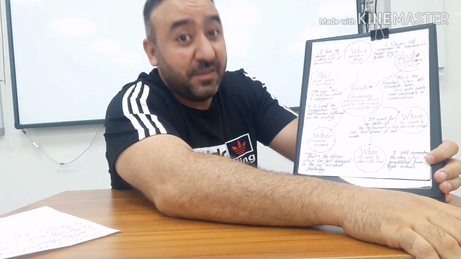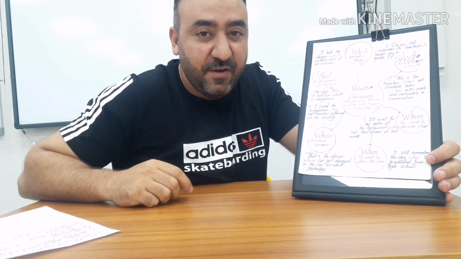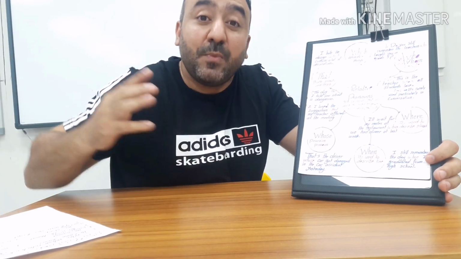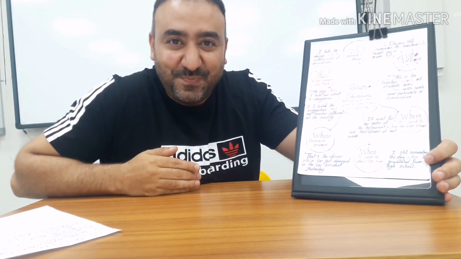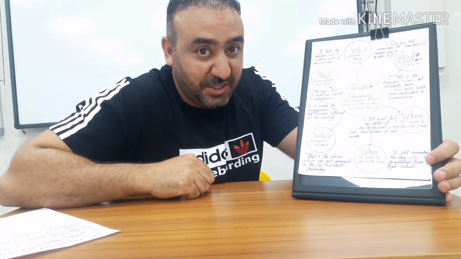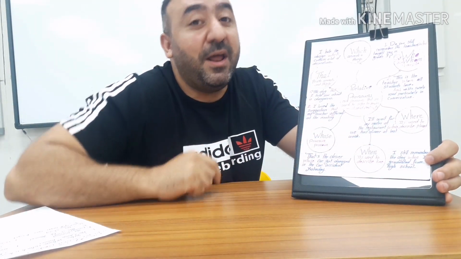Now, whom is used to describe the object. Look at the example here. This is the teacher whom all students love. Now, the original sentence is, all students love Mr. Hussam. So you can notice that whom here is used to describe the object. So we should use whom, not who.